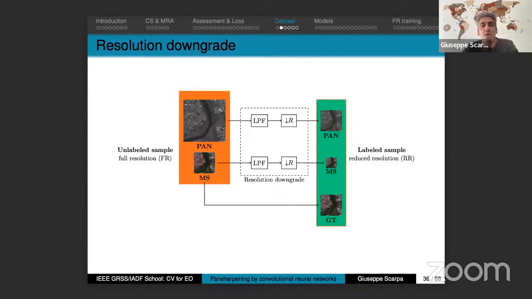Let's review the synthesis process to get labeled data for assessment. In supervised training, we have exactly the same problem that we have in testing, that is the lack of ground truth. So same problem, same solution, which is the resolution downgrade. In the reduced resolution space, we have scaled inputs for which the original MS plays as ground truth.